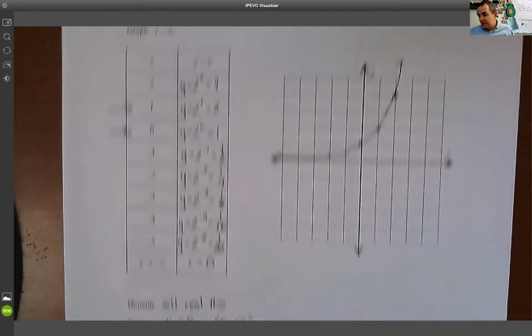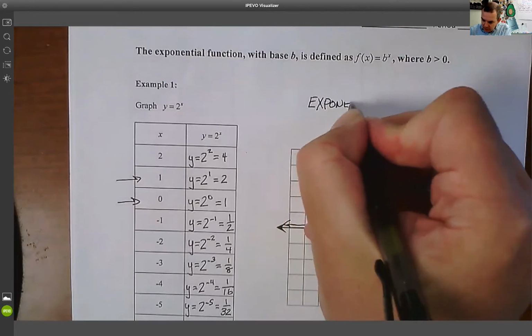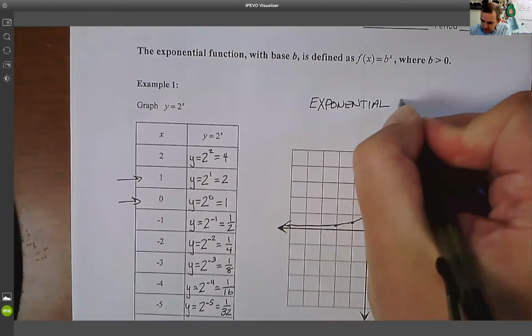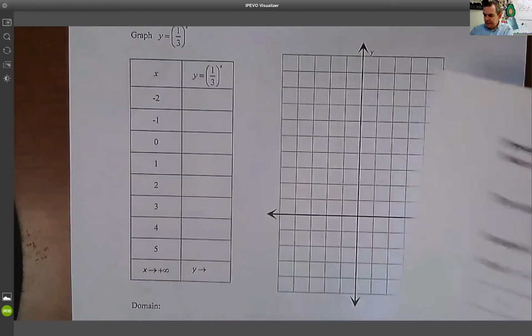So that's our first one. This is an example of exponential growth. Okay. Now we'll take the next example.